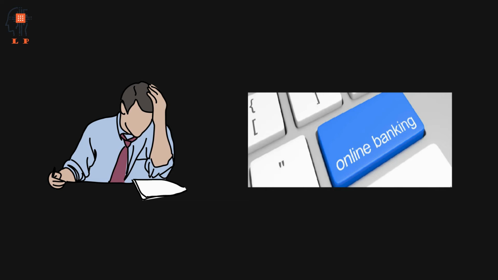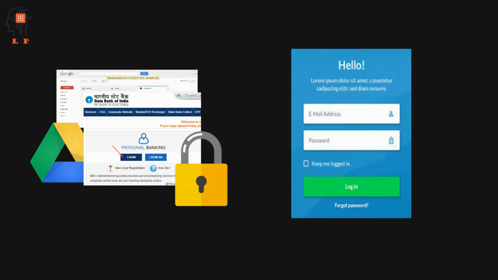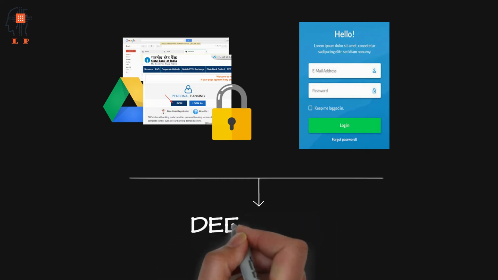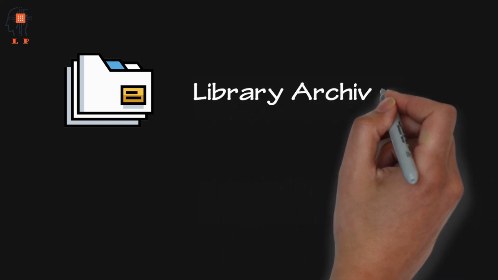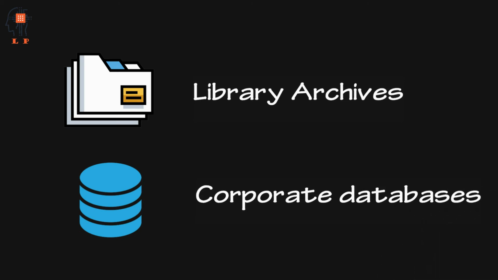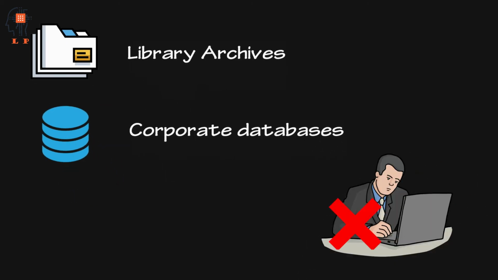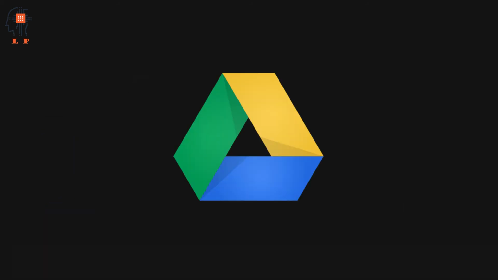So these pages are intentionally kept away from the search engines and are protected by passwords. In order to access them, one will need the correct URL and special permissions. Such web pages create the deep web. The deep web also includes library archives, corporate databases, private social media accounts, and much more that are restricted from public access. Even your Google Drive is part of the deep web.